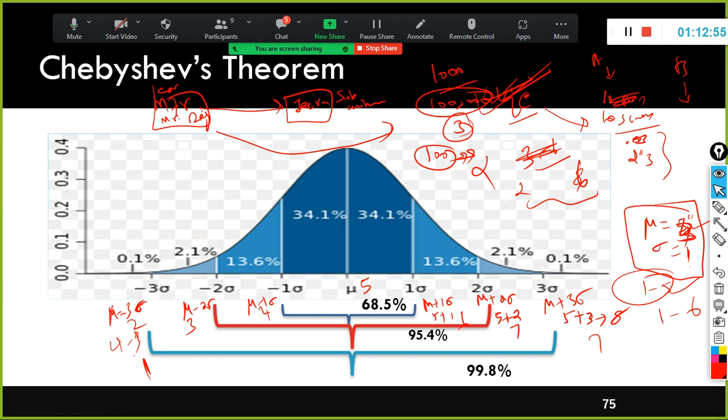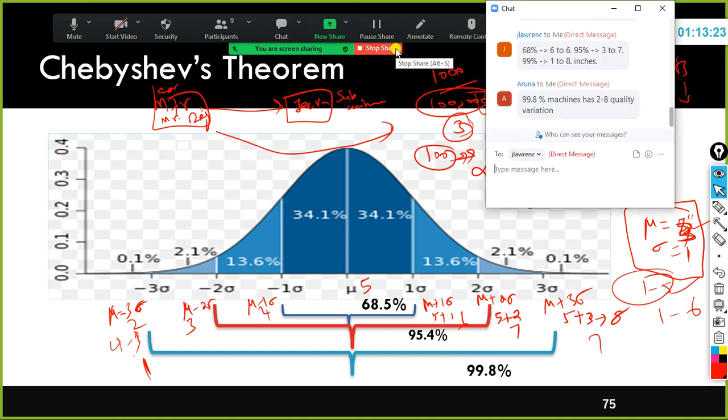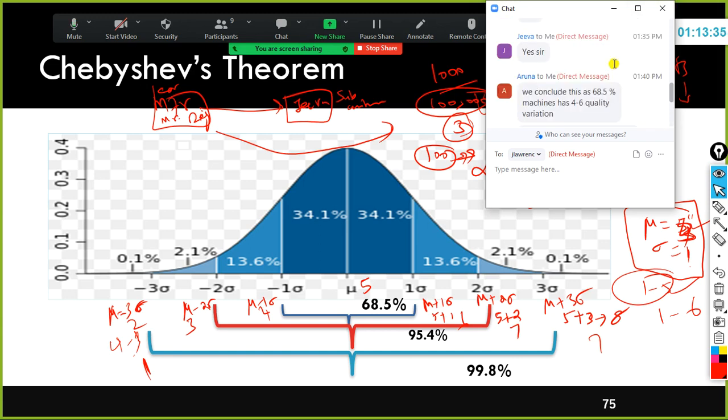You take the sugar for 100 patients, and you want to take only 10 randomly. You take the mean value and sigma value, and then you plot it here. So 95% of my patients' fasting sugar ranges between 90 to 100. It is good. That means the majority of the population is healthy. 99.8% has 2 to 8 quality variation. Yes, lower end 6 to 6.95, 3 to 7, 1 to 8 inches. Yes, correct. So how about the others?